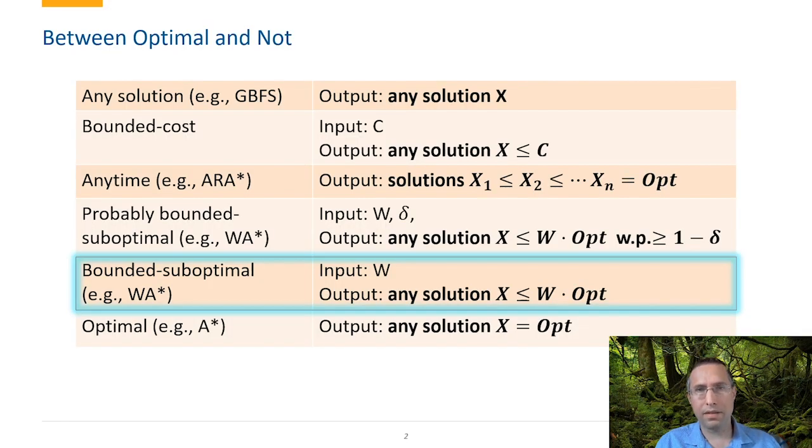As a reminder, bounded suboptimal search means that you have an additional parameter called W, and the objective is to find any solution whose cost is at most W times the cost of the optimal solution. It is important to note that the problem solver does not know the optimal cost when running the search. So we need to find a cost that is bounded by the optimal solution cost without knowing the optimal solution cost. Quite cool.